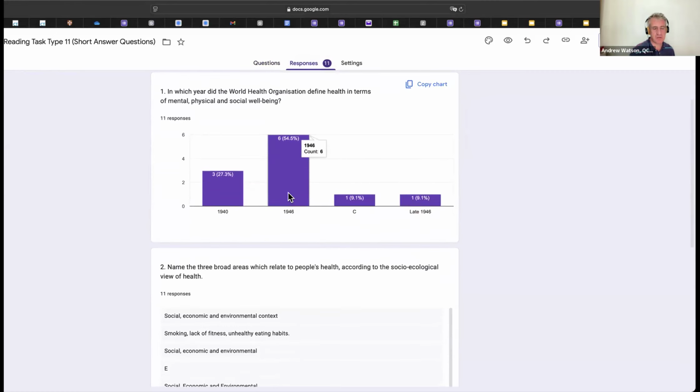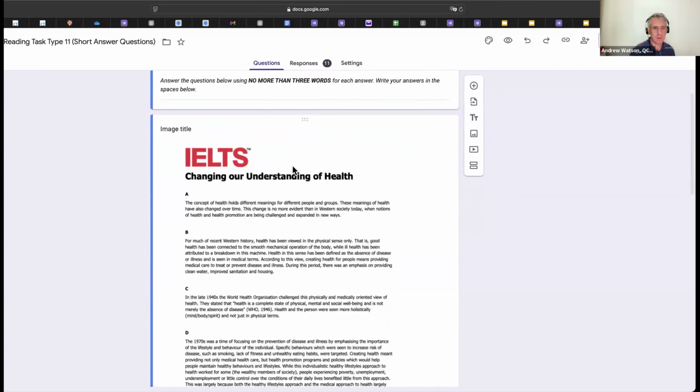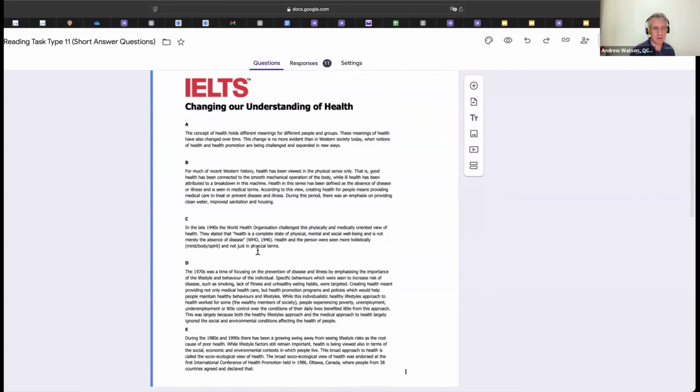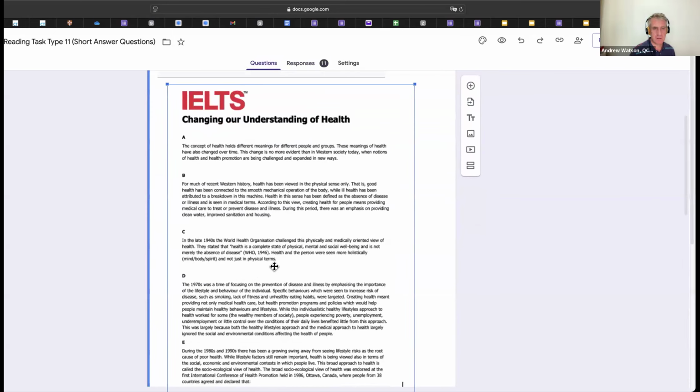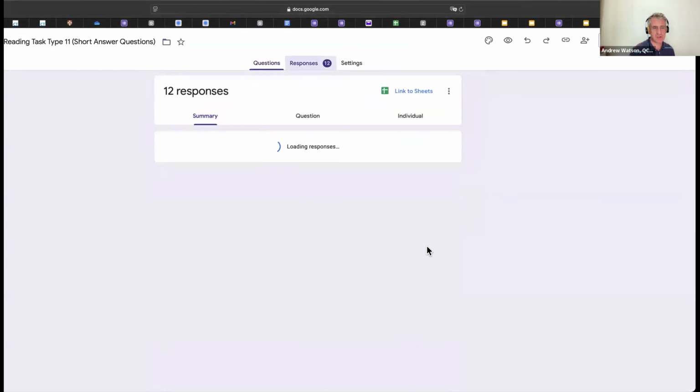54% said it was 1946, and that's correct. It has to be a year, right? So it has to be 1946. So it's the year of publication, right? In paragraph C there.